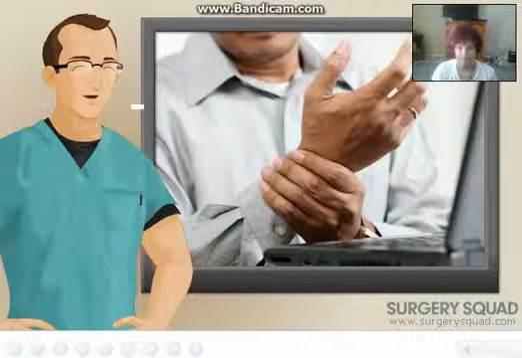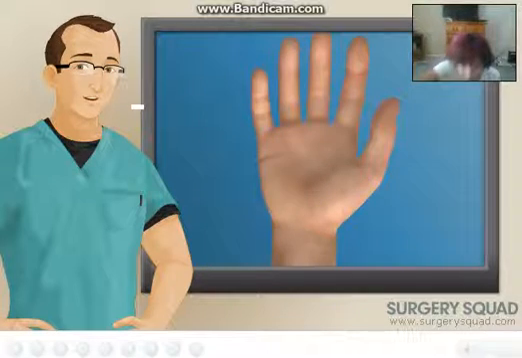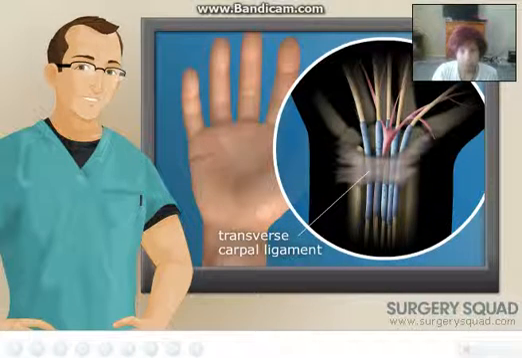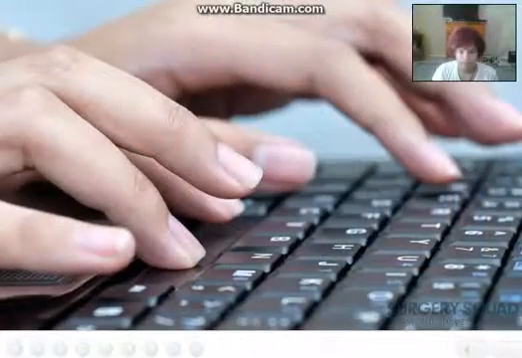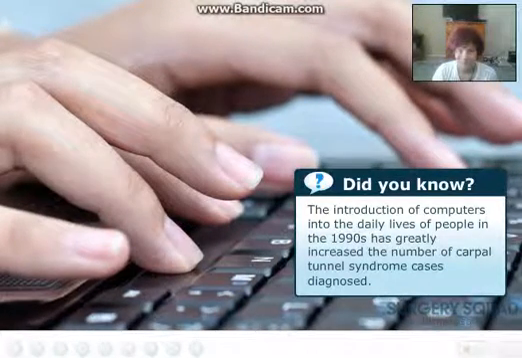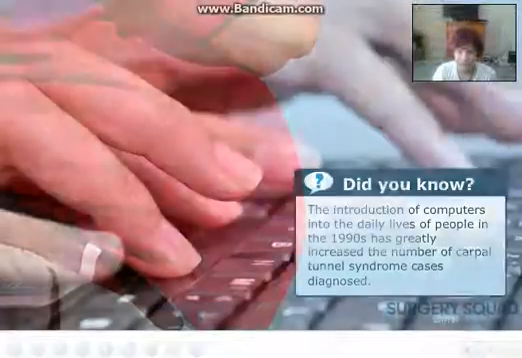Carpal tunnel syndrome is characterized by a tingling numbness or pain in your hand, and sometimes forearm. It develops due to the swelling of a ligament in the wrist, known as the transverse carpal ligament. The swelling of the transverse carpal ligament creates pressure on the median nerve in your wrist. This nerve is responsible for supplying feeling and movement to various parts of the hand. Performing repetitive motions with the hand or wrist over a long period is the main cause of carpal tunnel syndrome, and the condition is more commonly seen in women than men.